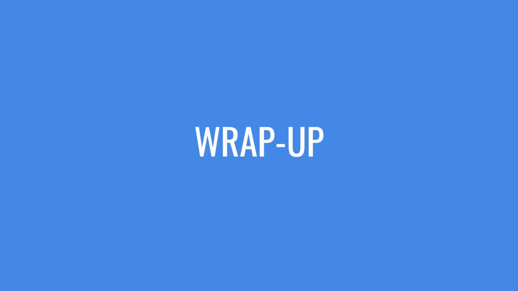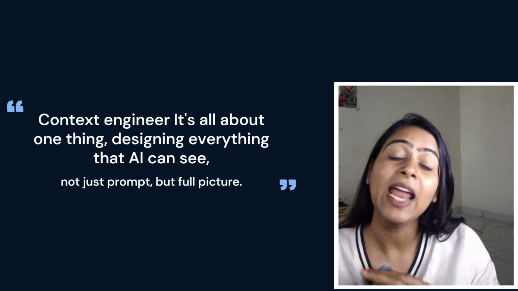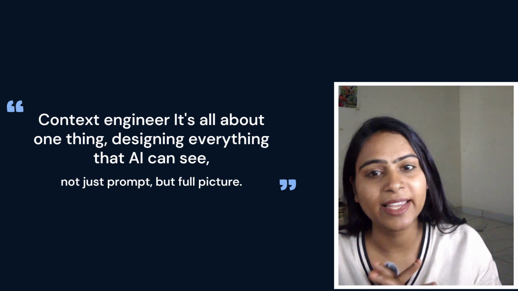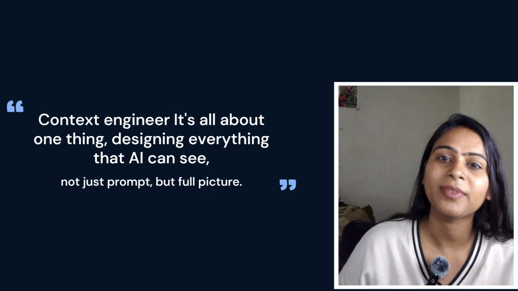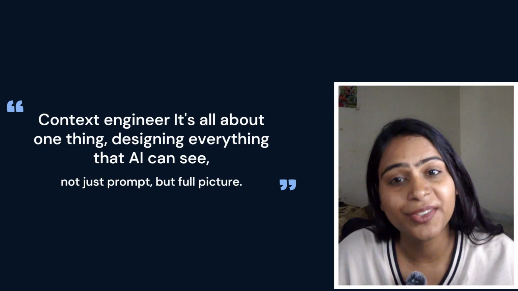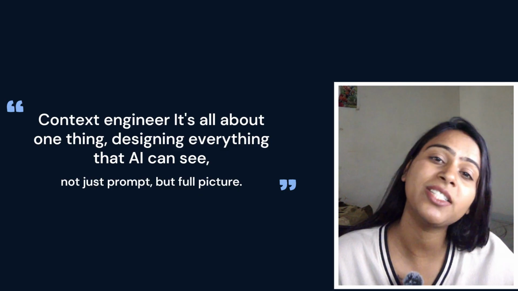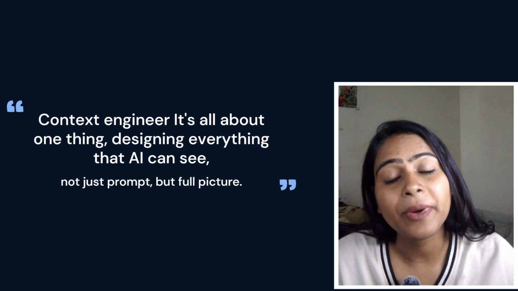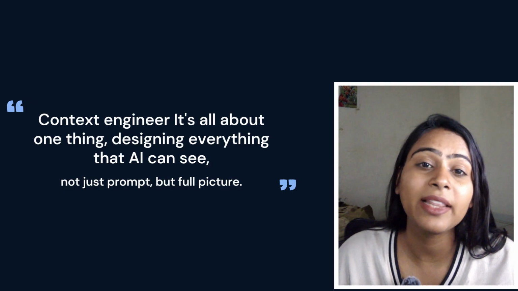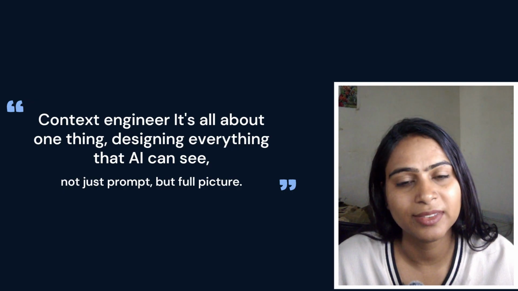Alright, let's land this. Context engineering is all about one thing: designing everything that the AI can see. Not just the prompt, but the full picture. And that's the shift. It's not an engineering problem, it's a product problem. And honestly, it separates AI that works from AI that looks like it will work.